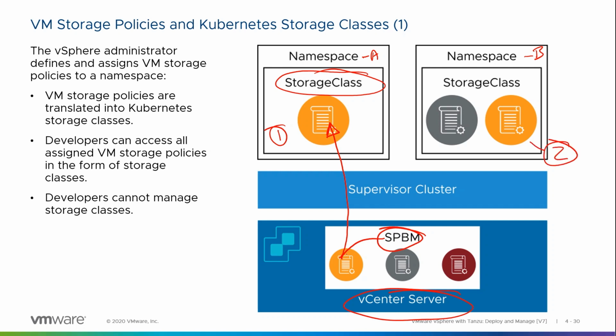I could reuse an SPVM for multiple namespaces. This one has two, so it also has the silver one. This SPVM over here is never even referenced in the namespaces that we're showing you here. So as you can see here, our VM storage policies get translated into Kubernetes storage classes.